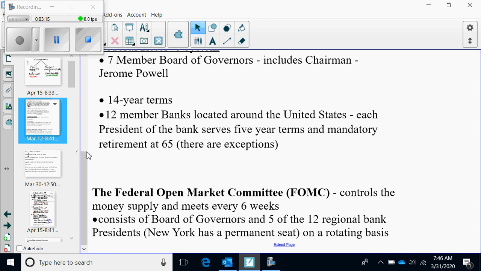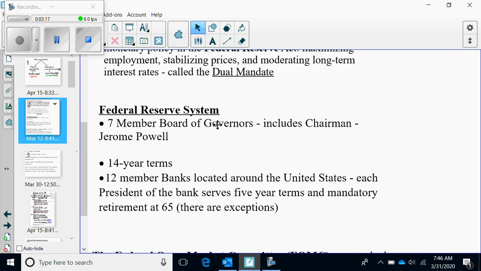So that's the setup. Once again, to repeat, there is a 7-member Board of Governors located in D.C., and you have the 12 banks spread out throughout the U.S. I showed you that map yesterday. Now we're going to show you what they do to increase or decrease the money supply and when they would do that.